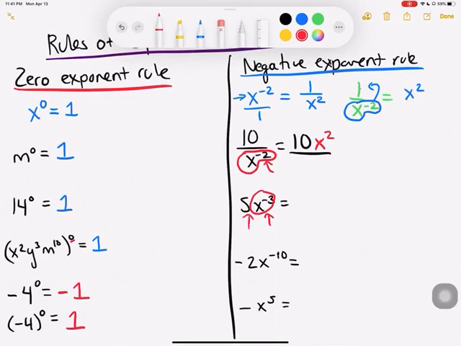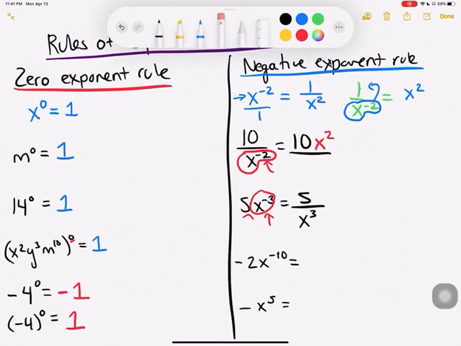So this 5 is going to stay on the top. We're not doing anything to that 5. And since the x to the power of negative 3 is in the top, now I'm going to send it to the bottom. And I change the sign of the exponent. That's the only thing that I'm changing.